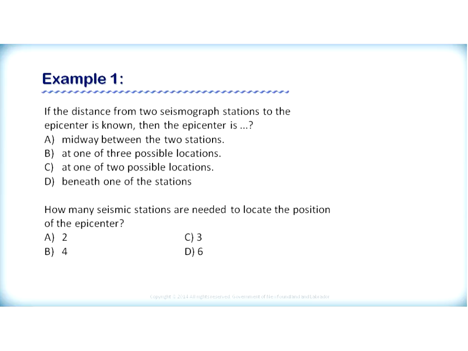Let's look at some examples. Example 1. It reads, if the distance of the earthquake from 2 seismograph stations to the epicenter is known, then the epicenter is A, midway between the 2 stations, B, at one of the 3 possible locations, C, at one of 2 possible locations, or D, beneath one of the stations. So, if we look here, we could draw 2 circles.